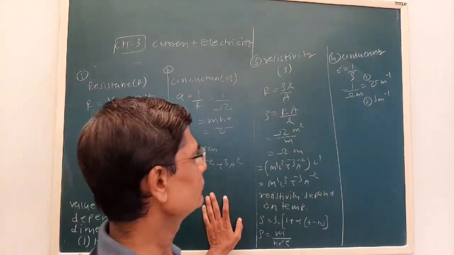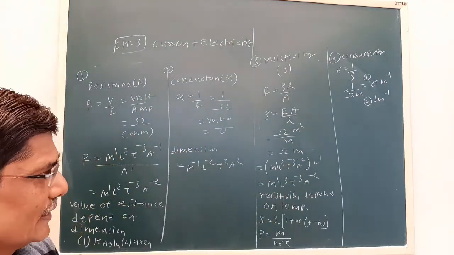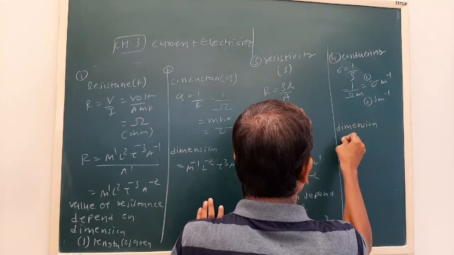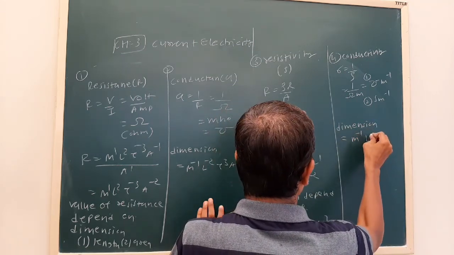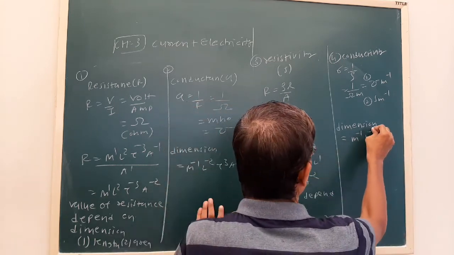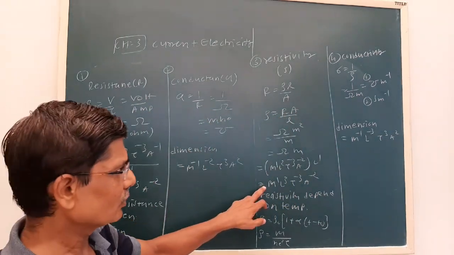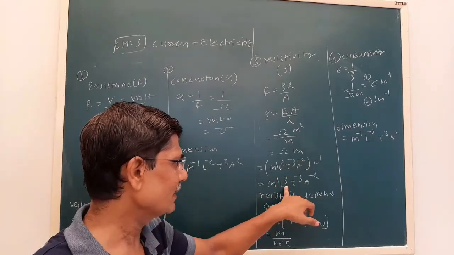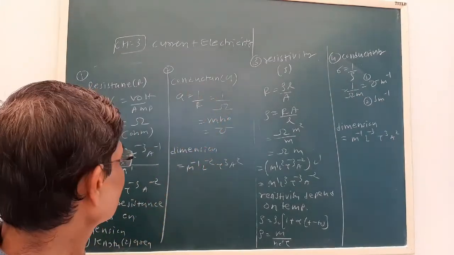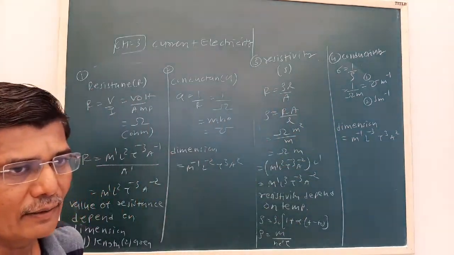Okay. Now, if I want to write down the dimension, we know the reciprocal of resistivity is called conductivity. So the dimension will be m minus 1, L minus 3, T3. Okay. So that will be the reciprocal of this. So M1 has become m minus 1, L minus 3. This has become 4. Okay. So this is about the resistance, conductance, resistivity and conductivity. All four are very important properties.